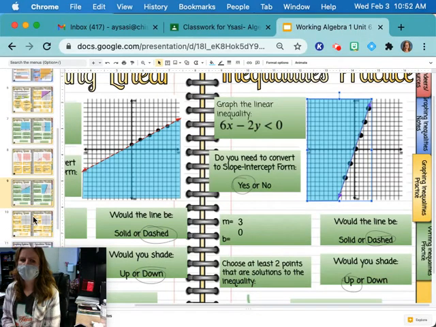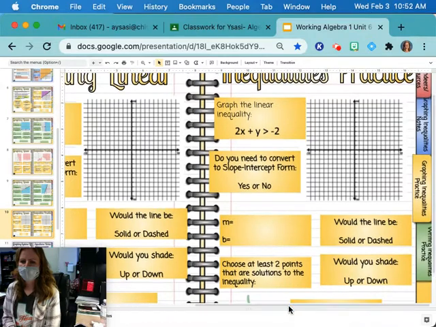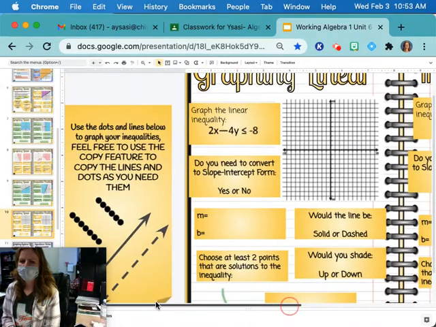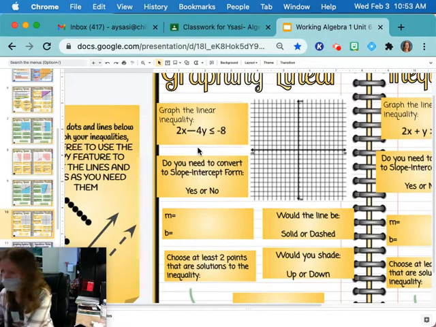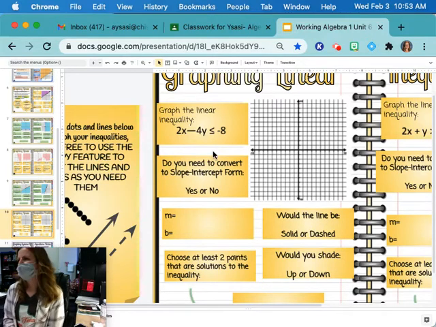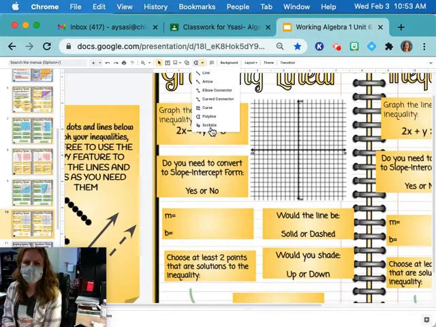Okay, we're just going to do one more example on slide 10. Oh, this one has some dots on it. Awesome. So let's look at this one. 2x minus 4y is less than or equal to negative 8. And does it need to be converted to slope-intercept form? Yes.